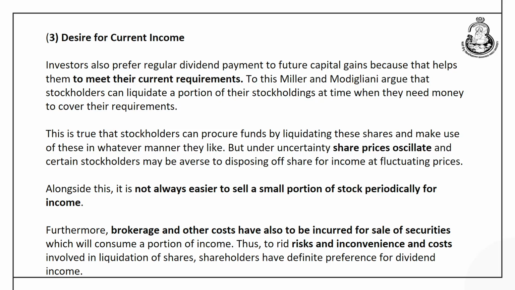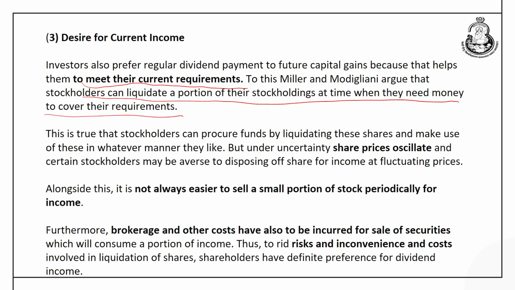The third argument in favor of the relevancy theory is the desire for current income. Any investor would prefer regular dividend payment to future capital gain. Why? Because current income would help the investor meet their current requirements. While Miller and Modigliani have argued that a stockholder can liquidate a portion of his stockholding at a time when they need money to cover their requirements.